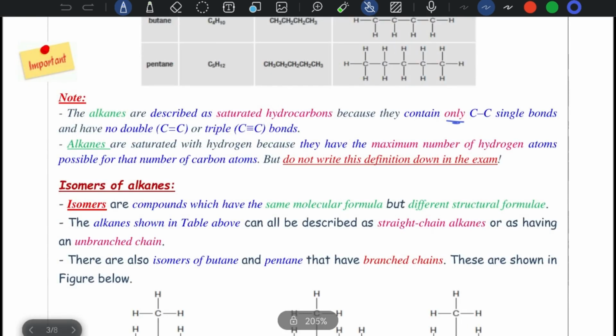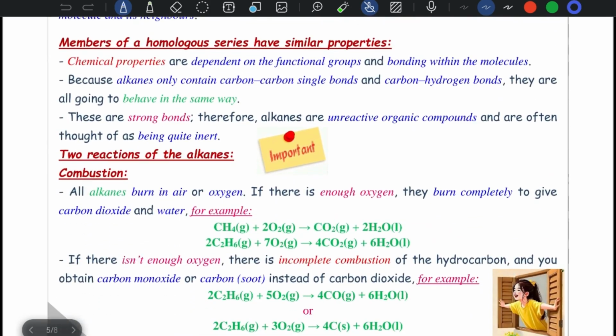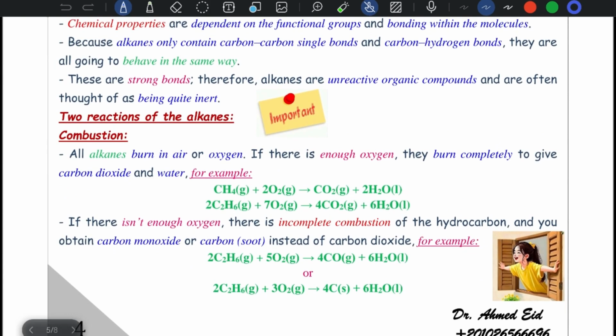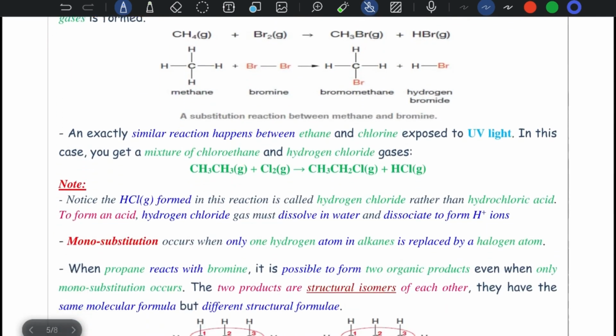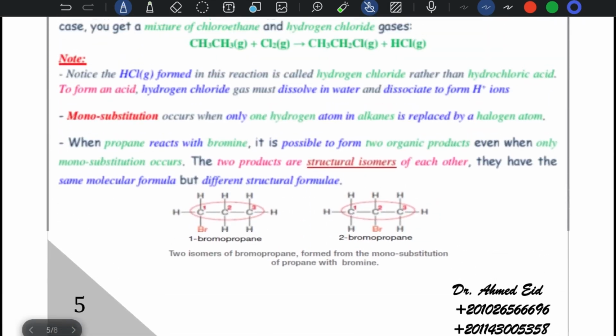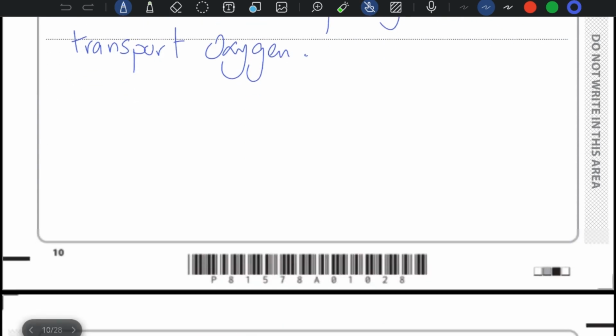Let's take a view of these parts in the notes. For the reactions of alkane, one of them is the combustion reaction. If you have enough oxygen, it will give carbon dioxide and water, and you can balance the equation. For incomplete combustion, you may get carbon monoxide, you may get soot or carbon. Also, you will have water in both cases. Carbon monoxide is present in another part, where it is described as toxic. It's not in these notes, it's in the notes of the first topic.